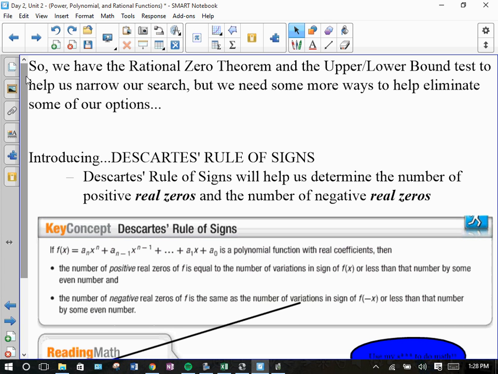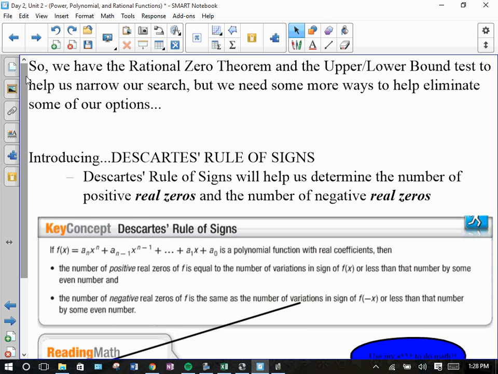So I want you to write down the circle of signs will help us determine blah, blah, blah, blah, blah. And I want you to write down this so that you have the mathematical definition. Okay. This right here.